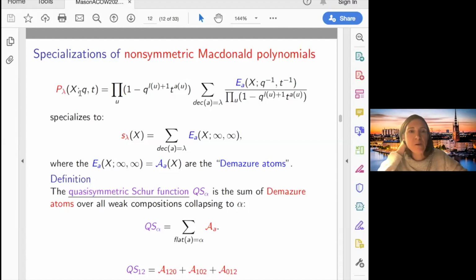When you set q and t equal to infinity, on the left-hand side you get the Schur function, and on the right-hand side you get something that we'll call Demazure atoms. And so remember, these Demazure atoms are going to be indexed by weak compositions. And so what we do to define the quasi-symmetric Schur functions is we sum over all of the Demazure atoms that collapse to a given composition. And what we mean by that is when you remove the zeros. So for example, the quasi-symmetric Schur function indexed by 1, 2 is given by the atoms 1, 2, 0, 1, 0, 2, and 0, 1, 2.